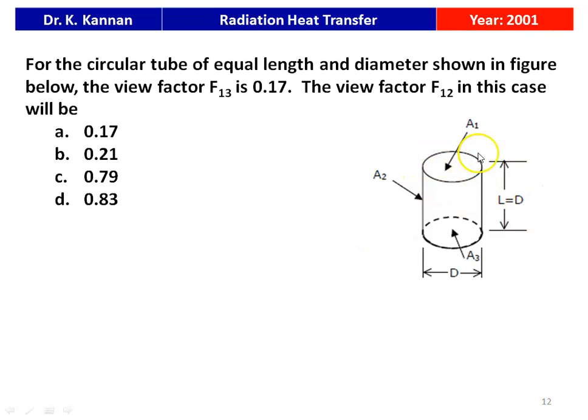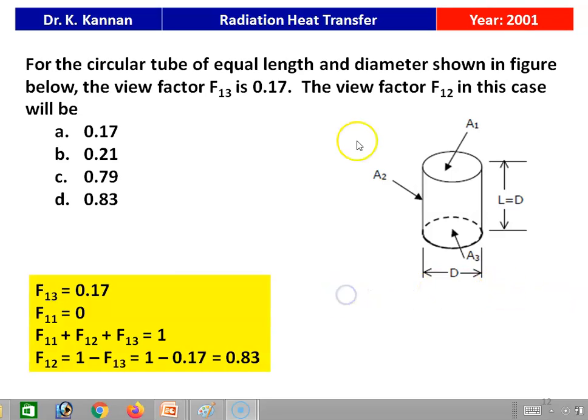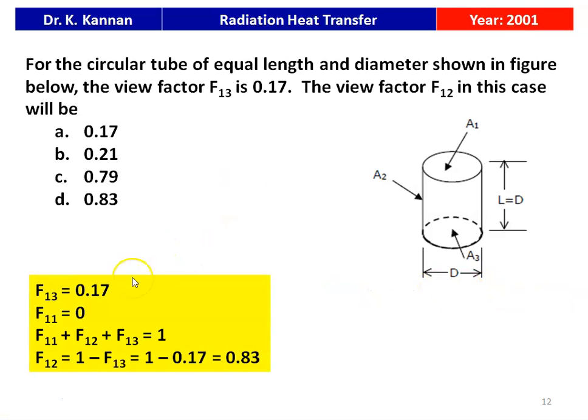So we have a cylinder, the top surface is A1, lateral surface is A2, and bottom surface is A3, diameter is D, L equal to D, so length equals diameter. The given information is F13 equal to 0.17. For the cylinder, the radiation leaving the top surface A1 strikes either the surface A2 or A3, it is not striking back onto the surface A1, so F11 equals 0.